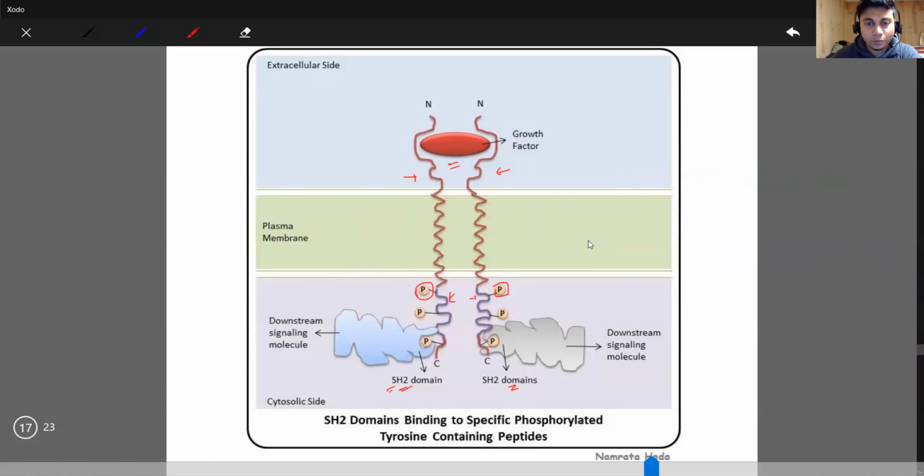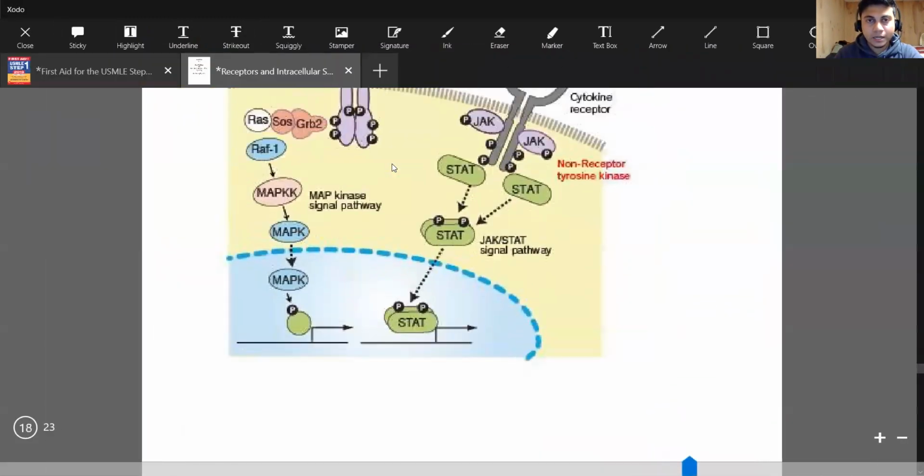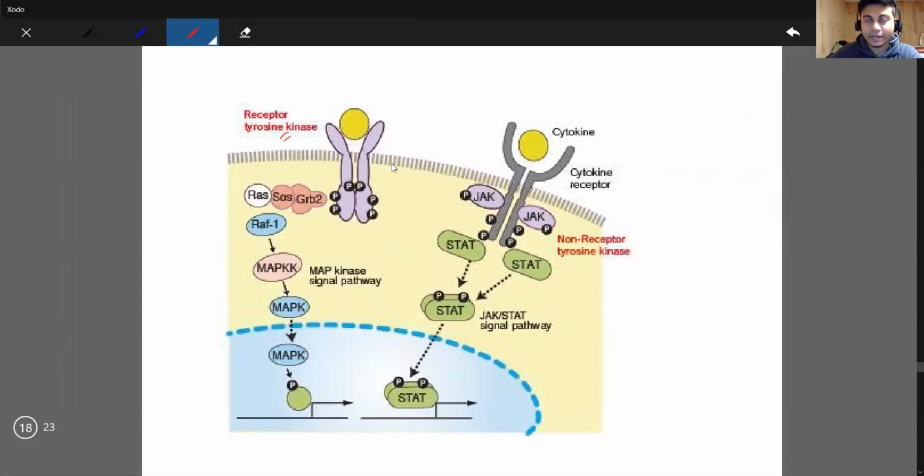This SH2 domain is a protein that is a relay protein. It will bind to these phosphorylated tyrosine residues, and it will pass on this downstream signaling. Now, what is the downstream signaling? As you see in this picture, the receptor tyrosine kinase, that means the ligands are binding here, the receptors are dimerized, the tyrosines are phosphorylated, and here you see one of the relay proteins. Previously we discussed SH2. It can be a different relay protein.